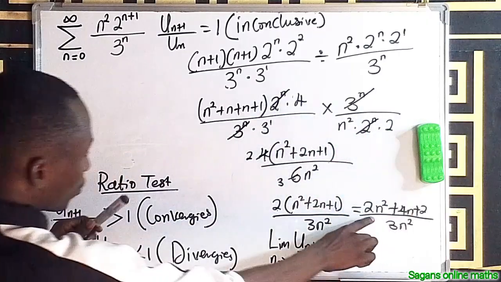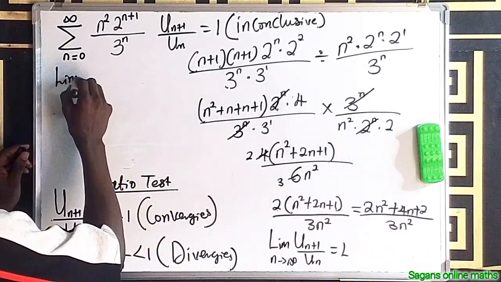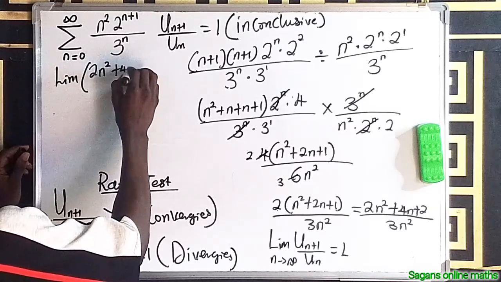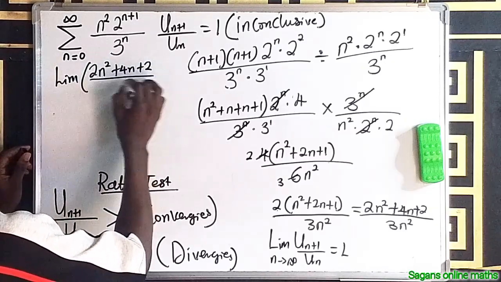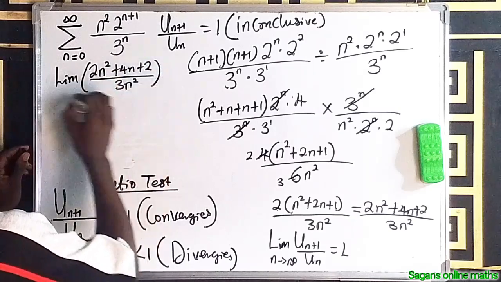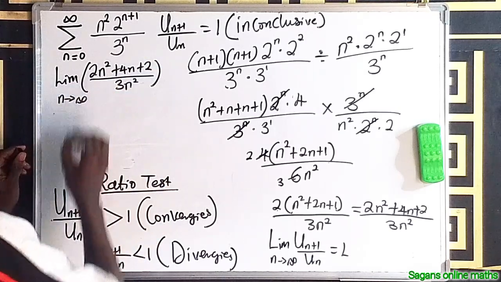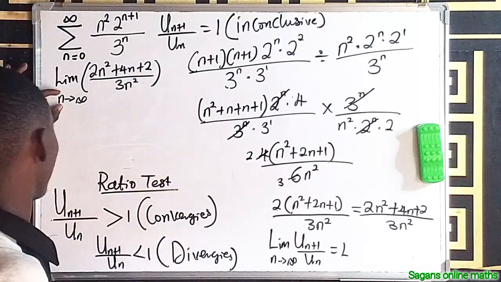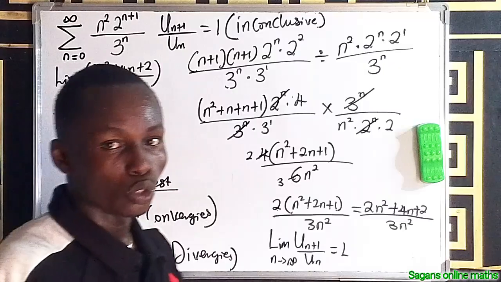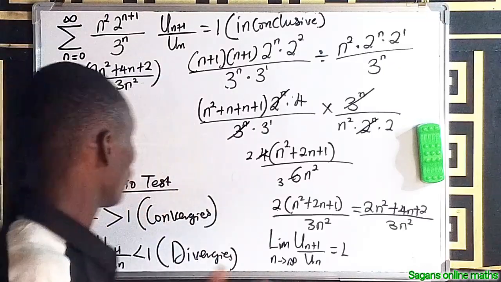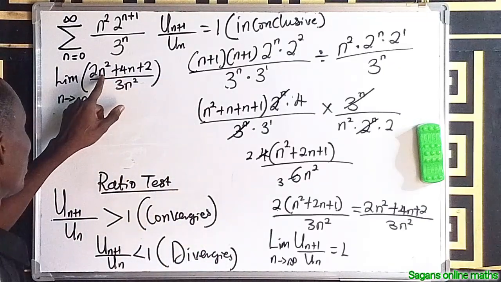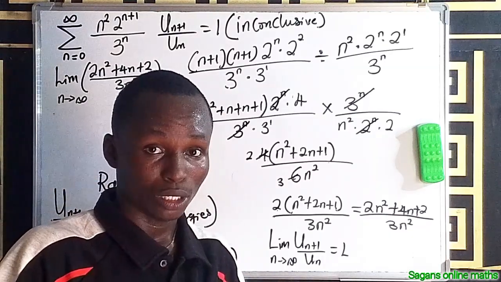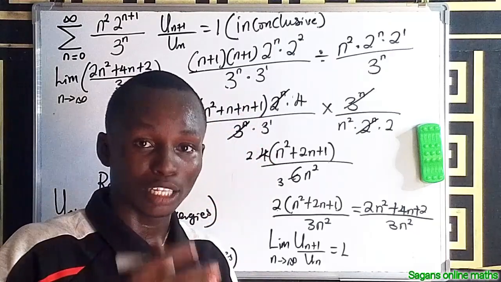So let's take the limit of this: the limit of 2n squared plus 4n plus 2, all divided by 3n squared, where n tends to infinity. Now remember, this is a limit of a function. And when you are doing the limit of a function, when n tends to infinity, you know what to do. You always check the highest power of the unknown. Here the highest power of the unknown is n to the power of 2. So we're going to divide both the numerator and the denominator by n to the power of 2.